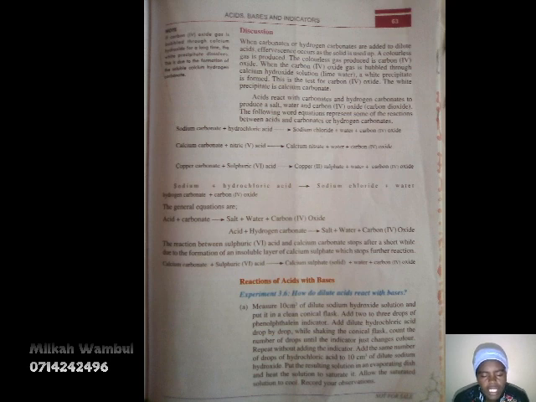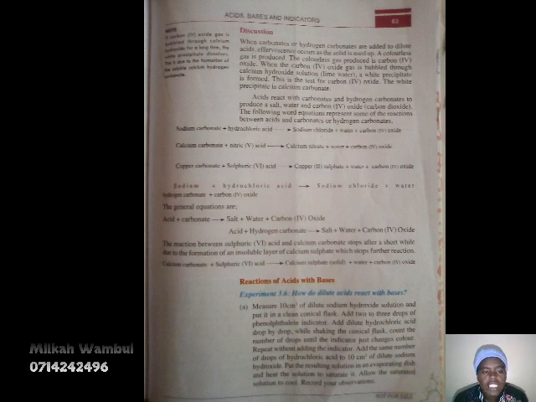If you take calcium carbonate plus nitric acid, the salt for nitric acid is a nitrate, so it will be calcium nitrate plus water plus carbon(IV) oxide. If you take copper(II) carbonate plus sulfuric acid, the salt is a sulfate, so it will be copper(II) sulfate plus water plus carbon(IV) oxide.